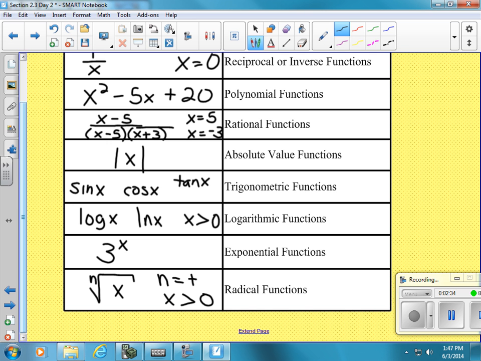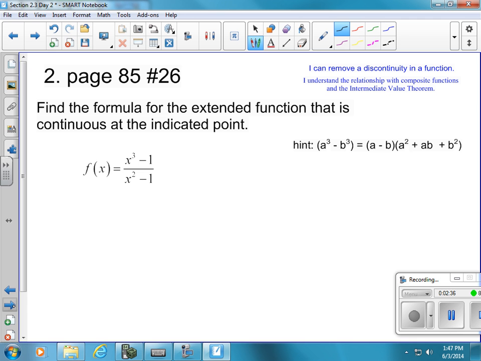All right. Next, we're going to look at making a function continuous. This function has a couple of holes, and we're going to make it continuous at the point x equals 1. We're going to check it out. First thing we're going to do is factor the top, factor the bottom. Well, the bottom's easy. It's the difference between two squares. The top is the difference between two cubes.